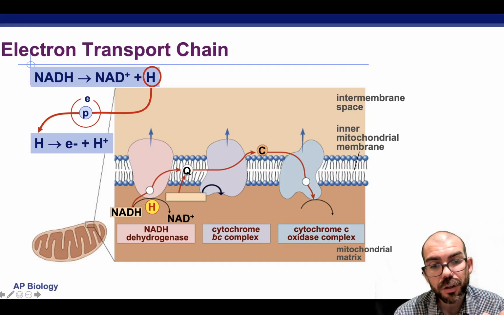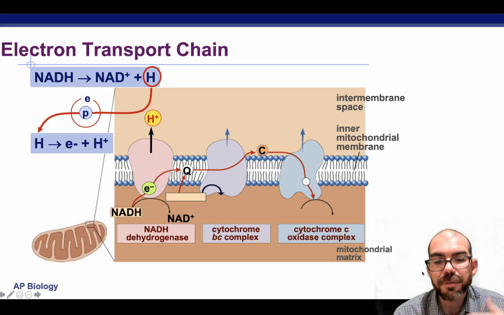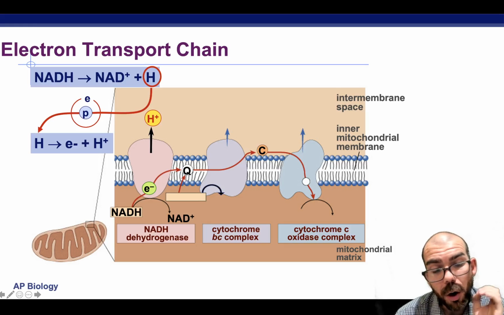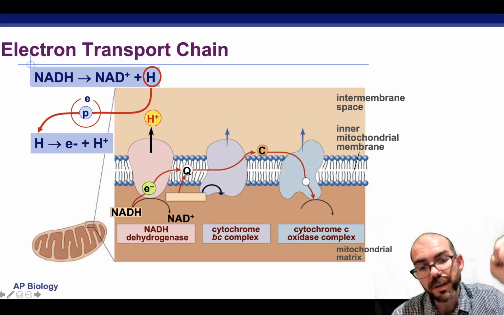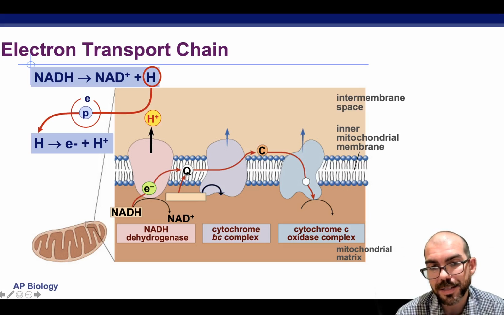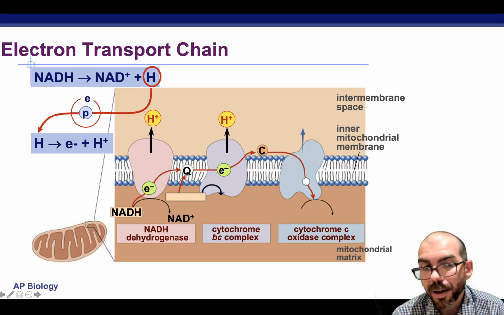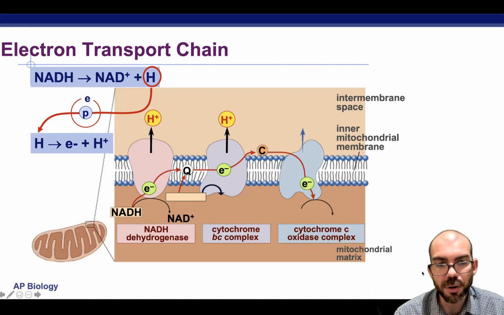When that happens, there's 2 different events. The first is an electron is removed from the hydrogen. That electron powers the pumping of the hydrogen ion, the H+, up into the inner membrane space. Remember, our goal is to make a concentration gradient so we can shove it through ATP synthase and make ATP. That electron is going to continue down the chain. That's why we call this the electron transport chain. When it does that, it continues to power further pumping of hydrogens up. Why? Again, concentration gradient. That's our goal.